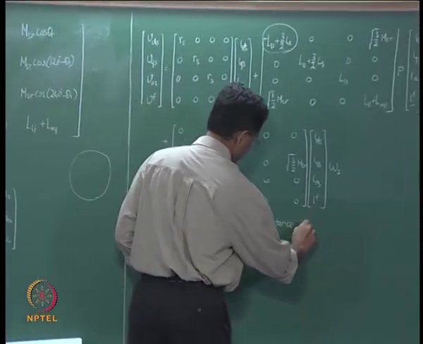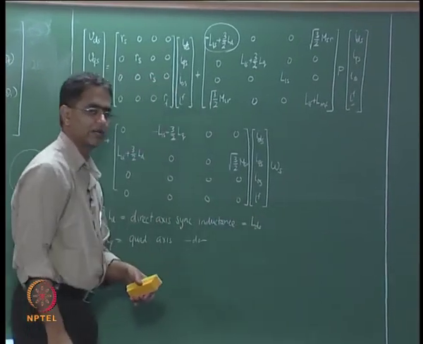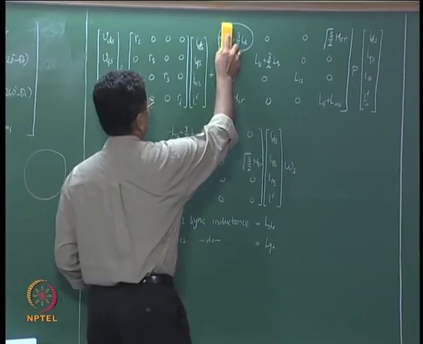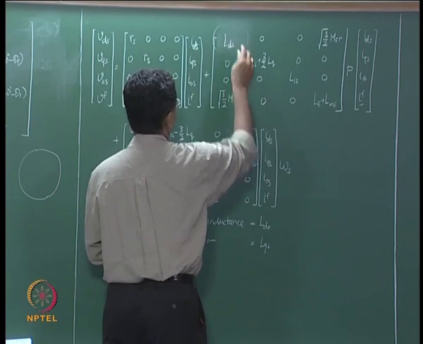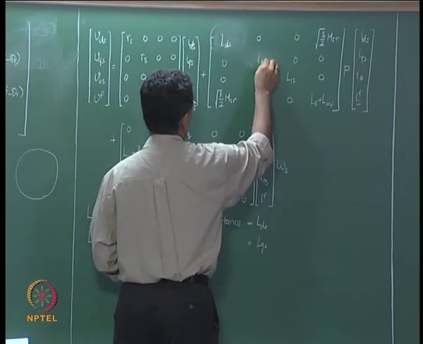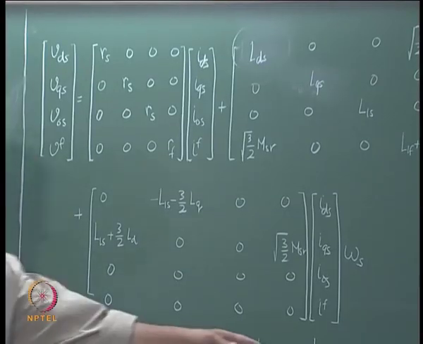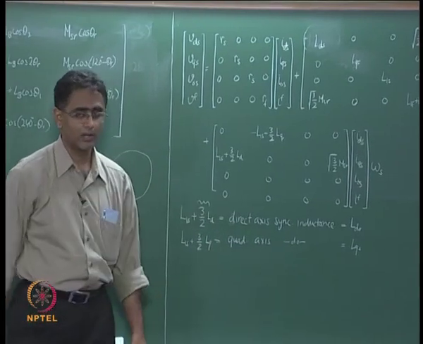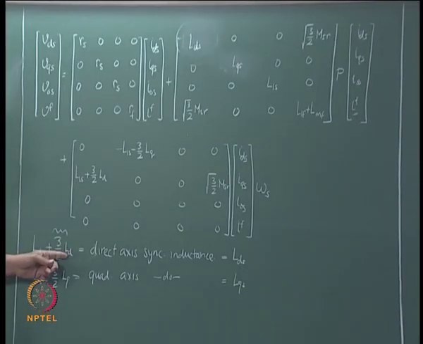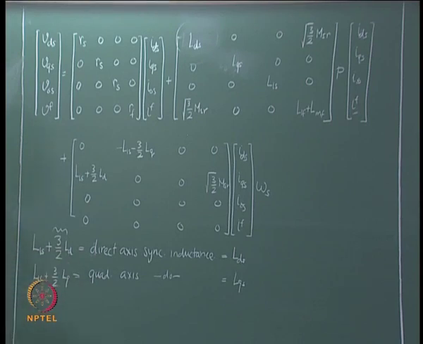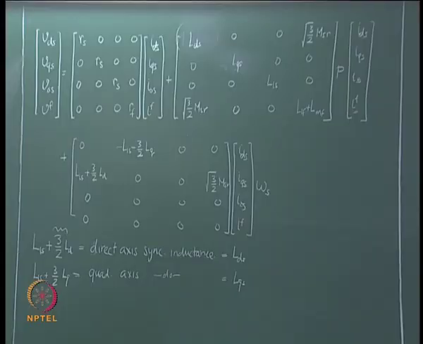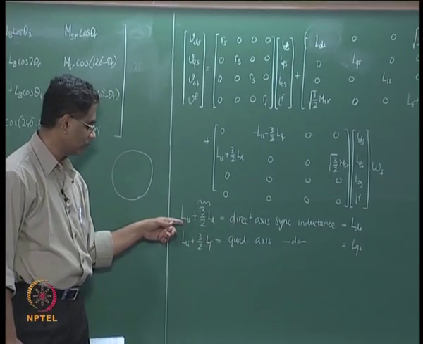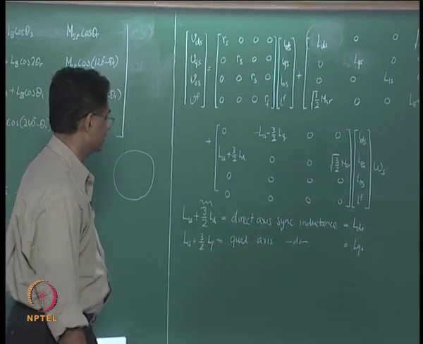So we will give it another symbol, Lds, which is the direct axis synchronous inductance, and Lqs, which is the quadrature axis synchronous inductance. Then this term is replaced by Lds, and this term is replaced by Lqs. We must note that this direct axis synchronous inductance consists of a leakage part and the magnetizing part, which is 3 by 2 times whatever we determined as the magnetizing inductance of the d axis alone by our analysis, that is the magnetizing inductance of a particular phase winding. 3 by 2 times that is then the magnetizing inductance along the d axis, which with the leakage inductance is called the direct axis synchronous inductance.